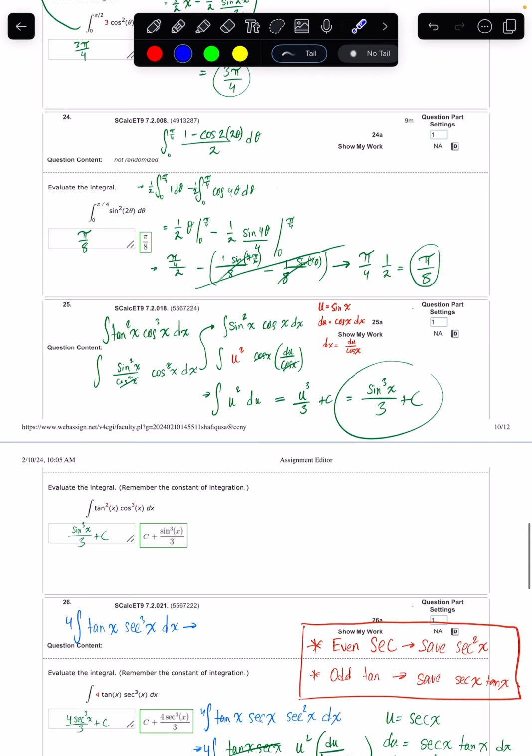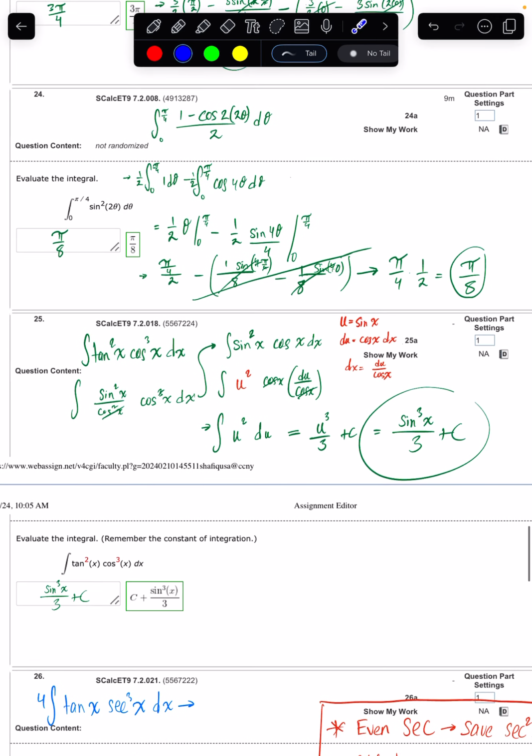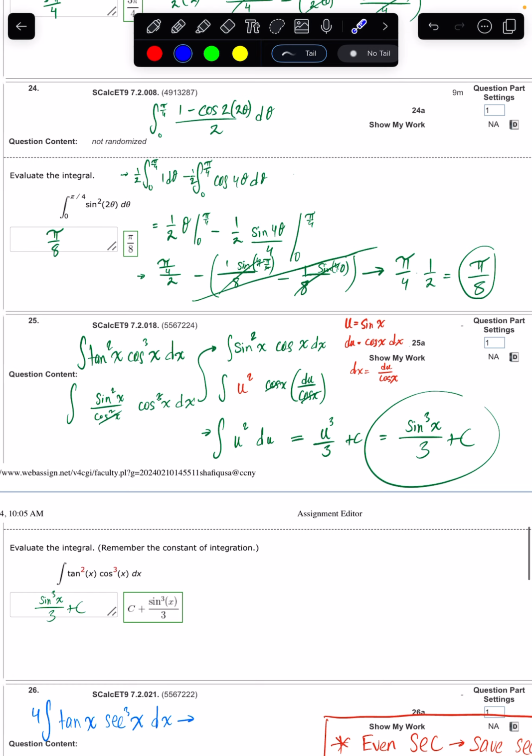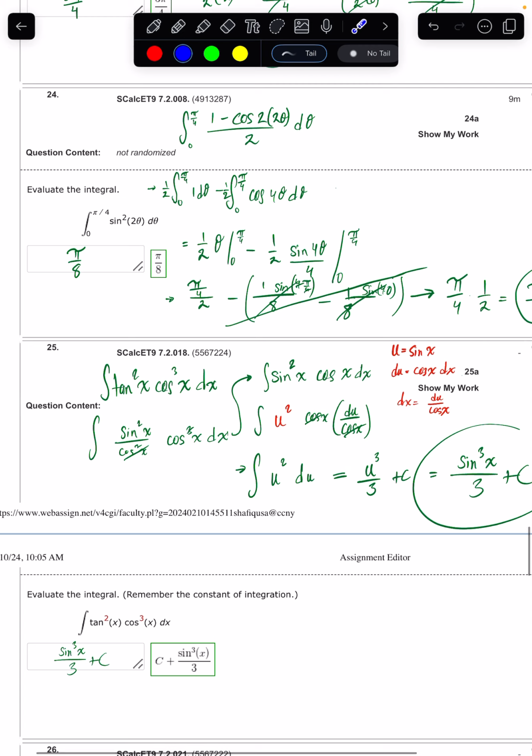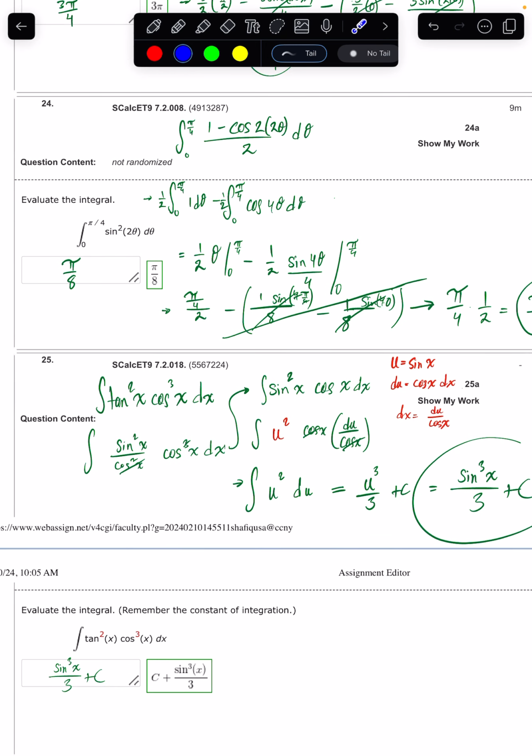Alright, number 24. Integration of sine squared of 2 theta. Again, we're going to get rid of the square. So we plug in the trig identity for sine squared, which is 1 minus cosine 2x over 2. And our x value here is 2 theta, so 2 times 2 theta becomes 4 theta, or cosine 4 theta.